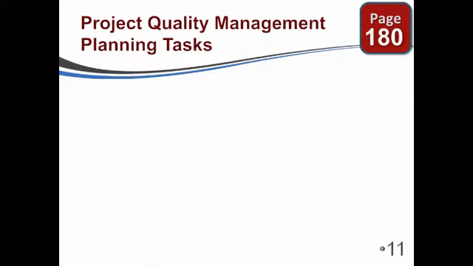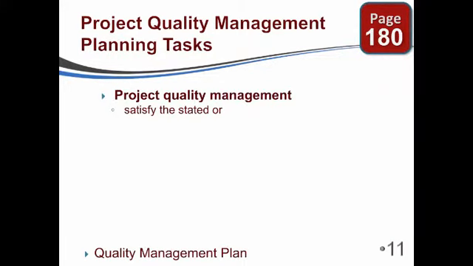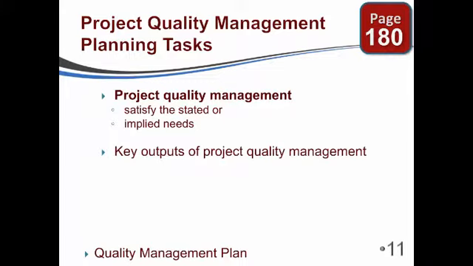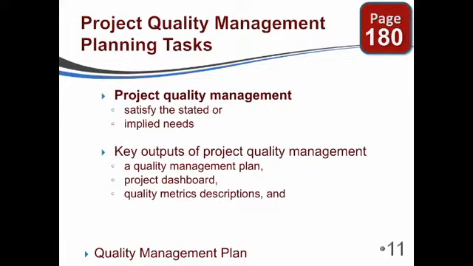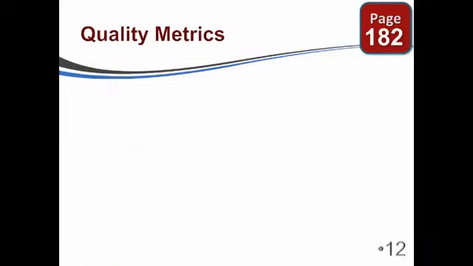What are the tasks involved? Project quality management is to satisfy the stated or implied needs of the quality in the project. Key outputs of the project quality management plan. Now, we used a word here that we need to define carefully. Let's talk about quality metrics.